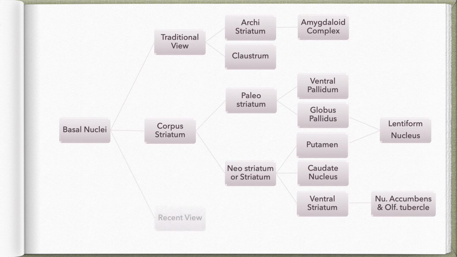Instead, as per the recent view, the basal nuclei include subthalamic nucleus, which is part of the diencephalon, and substantia nigra, which is part of the midbrain. So when we consider these two parts as a part of the basal ganglia, mind you, our original definition as the subcortical nuclear masses found within the cerebral hemispheres will become wrong, because now a part of the basal ganglia is located in the diencephalon and another part is located within the midbrain, clearly outside the cerebral hemispheres.